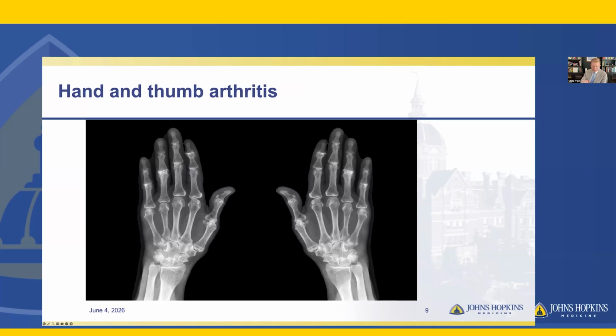This is looking at what we call the AP of the hand. If we look at joints at the different levels of the hand, we should see a space in between each bone. That's where there's cartilage and fluid that's cushioning the joint. And over time, you can have this sort of bone-on-bone wear that can happen. You can see a lot of arthritis in this picture here.